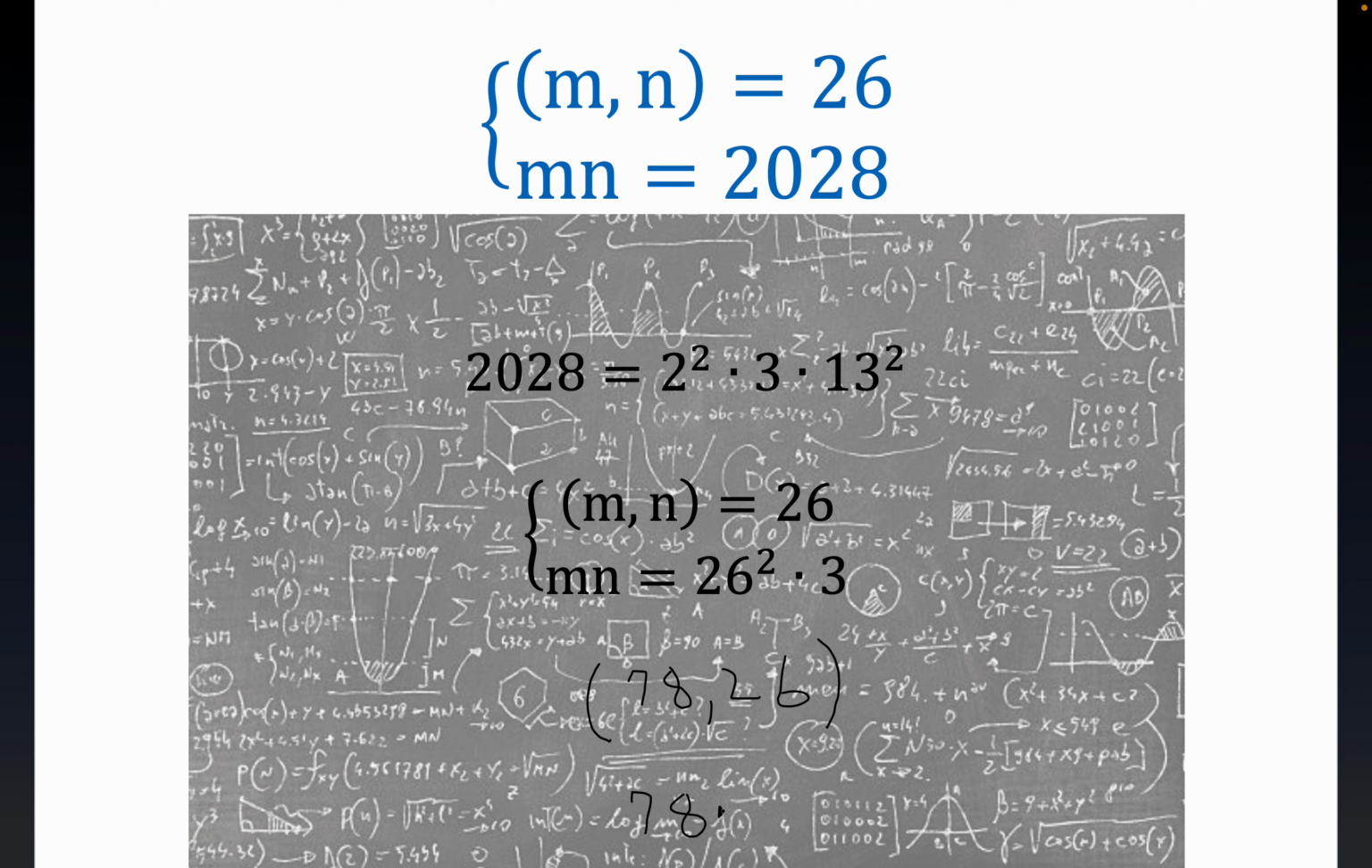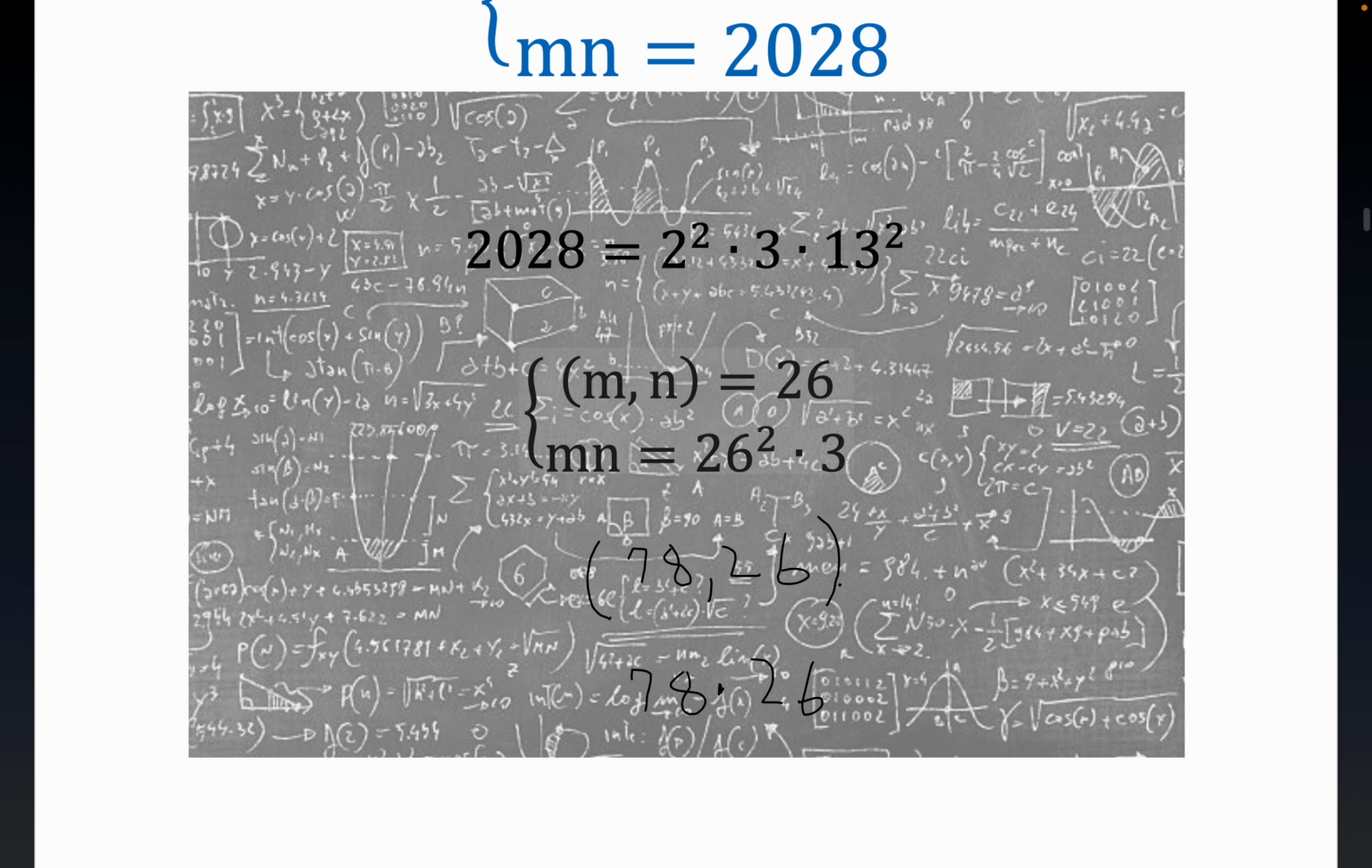Right, 78 times 26 is equal to this just by stealing one factor of 26 and multiplying it by 3, right? And so we see that we can take m equal to 78 and n equal to 26 as our solutions. And again, inspection is totally valid here with the help of this GCD.